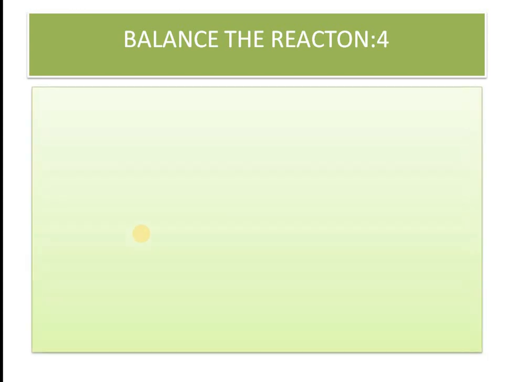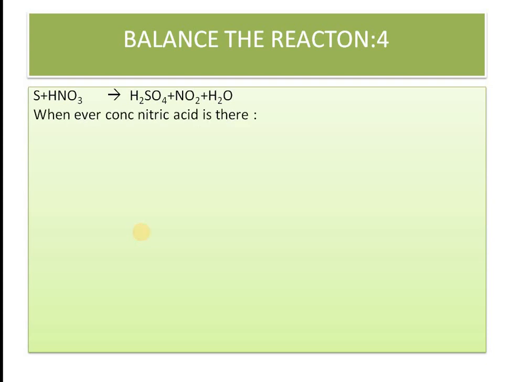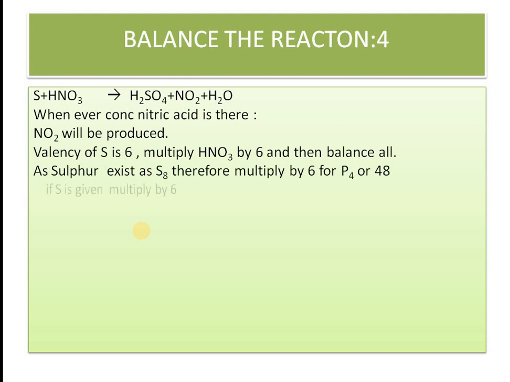Okay. Now the next question is sulfur plus HNO3. As I have told you in the previous question, whenever concentrated HNO3 reaction is coming, NO2 is coming. What is the valency of sulfur? 6. So multiply by 6 and balance the equation. See, this is how to do the equation. If S8 is there, you have to multiply by 48. So no need to worry about that.